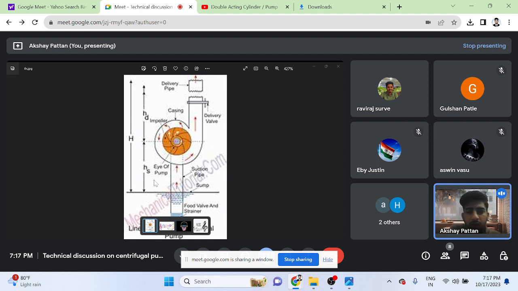Does anyone know the formula to calculate net positive suction head available? How to calculate the NPSH available? There is one formula we have: U1 square upon 2g plus P1 upon rho g plus H minus Pv upon rho g. So that is the formula for net positive suction head available.